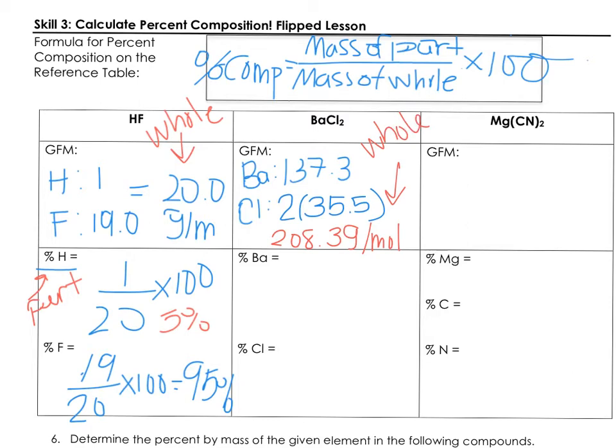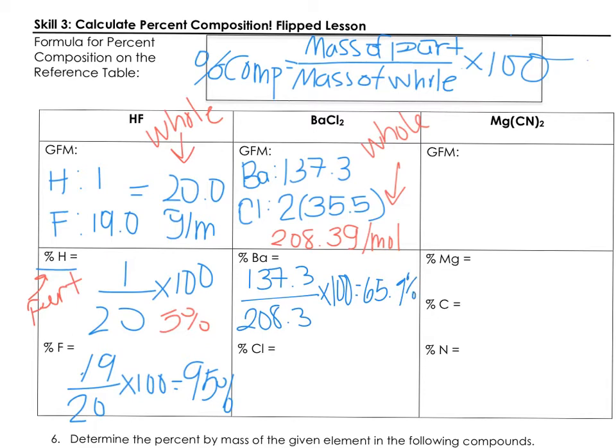And this is going to be my whole once again. So now if I'm asked the question, what is the percent composition of barium, I can figure it out because my part is just going to be the barium, 137, and my whole is going to be the 208. So 137.3 divided by 208.3 times 100 will in fact equal 65.9%.